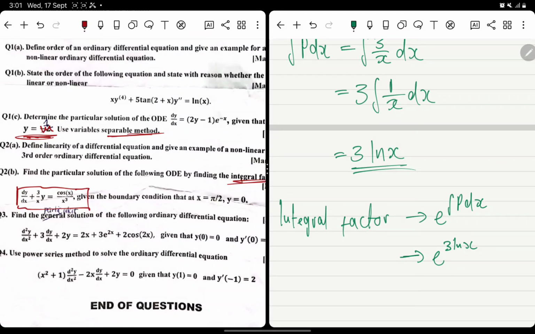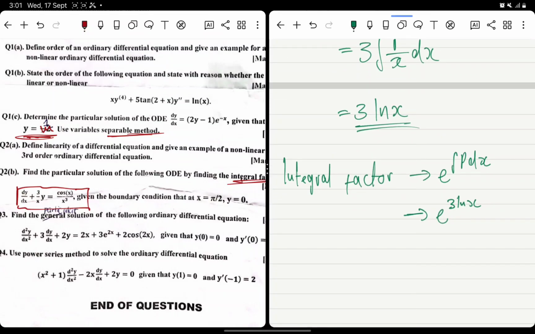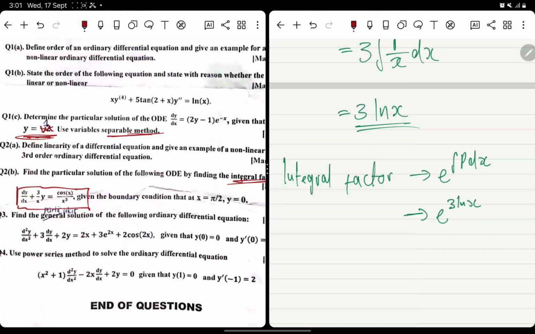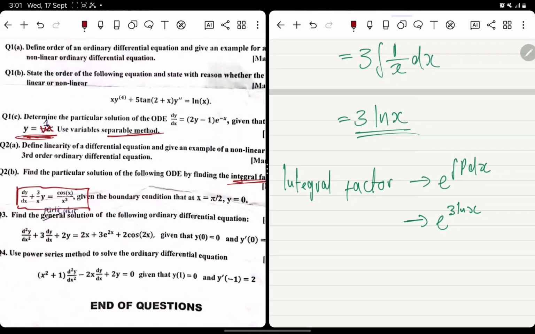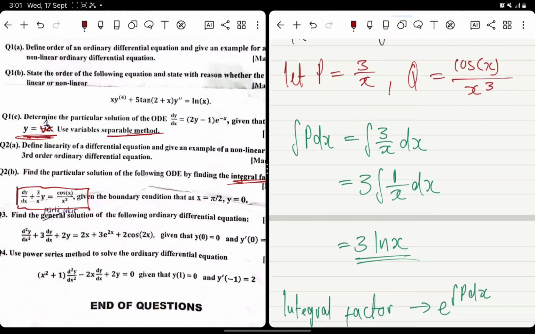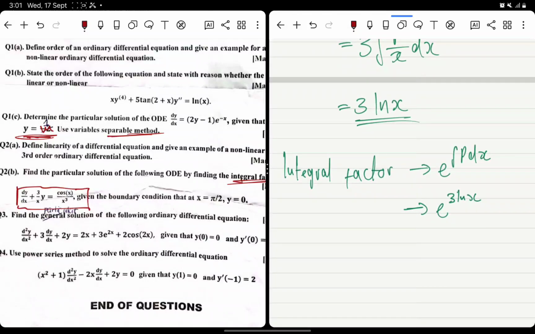In other words, we now have e to the integral of p with respect to x, because the integral of p with respect to x will be something. It won't be an integral, it will be something. We got it as 3 ln x, so we put it there. Now we are going towards the solution. We expressed the first equation in this form. We found the integral of p with respect to x. We change it to be the integrating factor. Now we put it into this one.